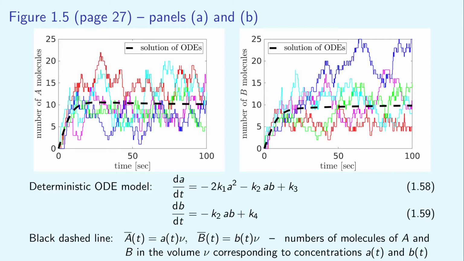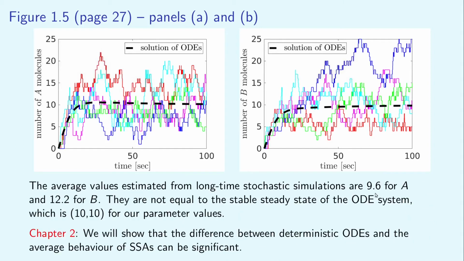Although our picture could suggest that the black dashed line is a description of the average behavior of the system, this is not exactly true for this model. In fact, if we average over a long time realization of the Gillespie algorithm and ask what average value the number of molecules of A eventually fluctuates around, we obtain 9.6. And we obtain 12.2 for molecules of B. These values are not equal to the stable steady state of the ODE system, which is 10 for our parameter values. In particular, the deterministic ODE system does not describe the average behavior of the stochastic model.